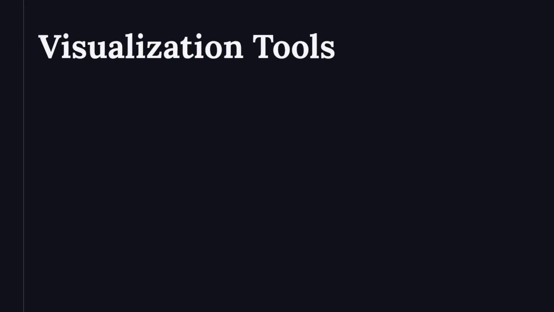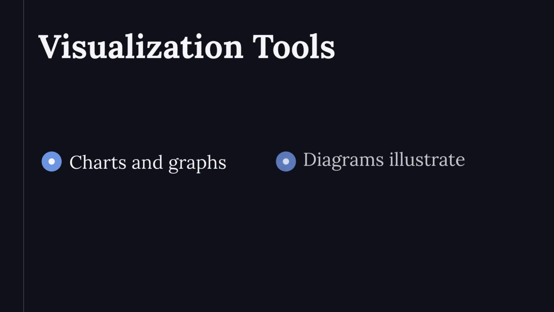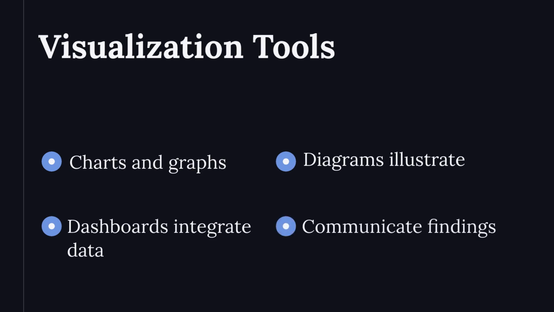Visualization tools present data visually for clarity. Charts and graphs display trends and relationships. Diagrams illustrate processes and connections. Dashboards integrate multiple visualizations for dynamic exploration. These tools effectively communicate findings to stakeholders.